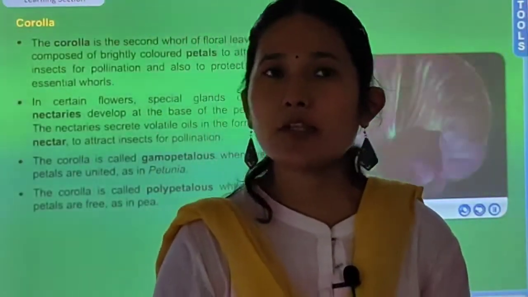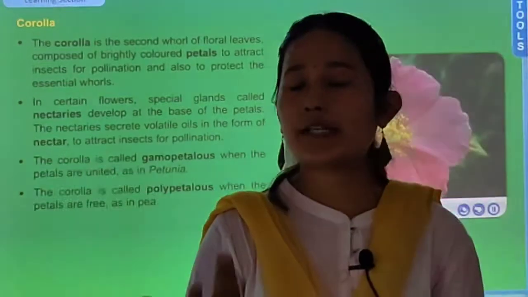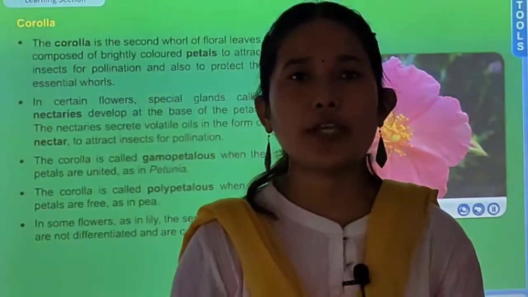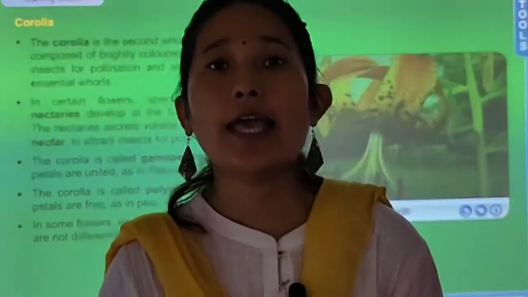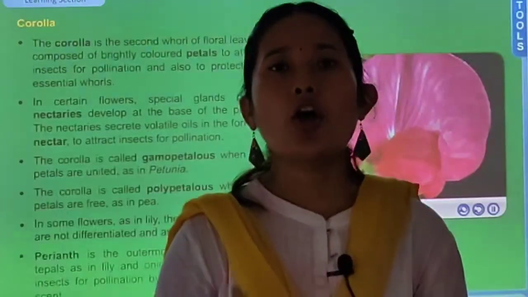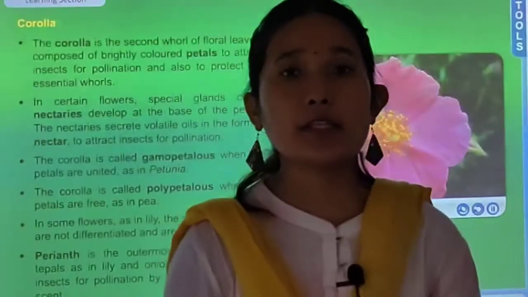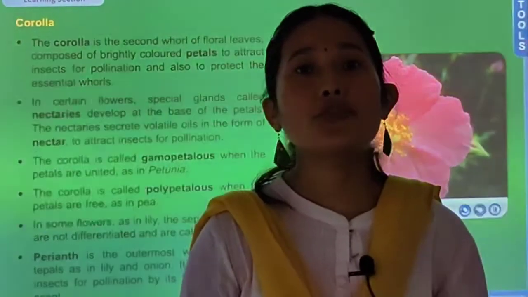pollination. Now similar to the sepals, on the basis of whether the petals are attached together or free, it can be divided into two types. Gamopetalous means petals are attached with each other, and polypetalous means the petals are free from each other.